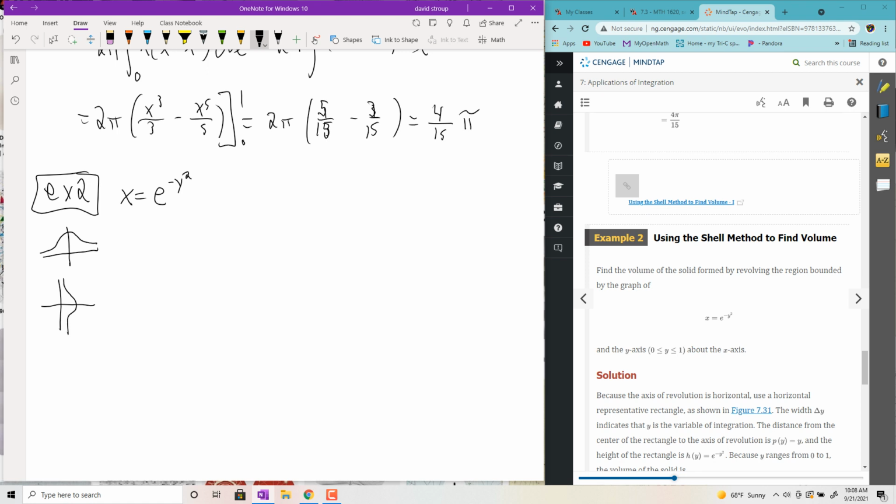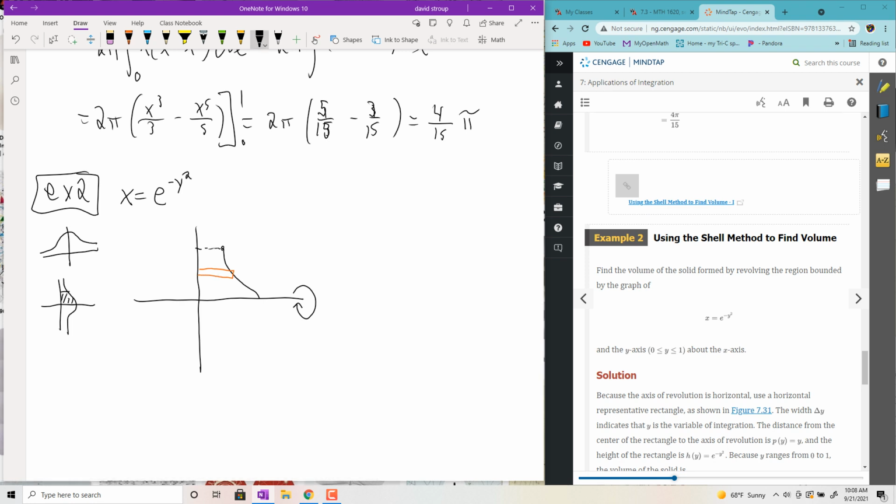Okay. They want you to go from y equals 0 to y equals 1, so it's this region right here. So let me inflate that a bit and draw that. It's like a sideways bell-shaped curve. We want to go about the x-axis. Remember your rectangles are shell parallel. So there's one rectangle.